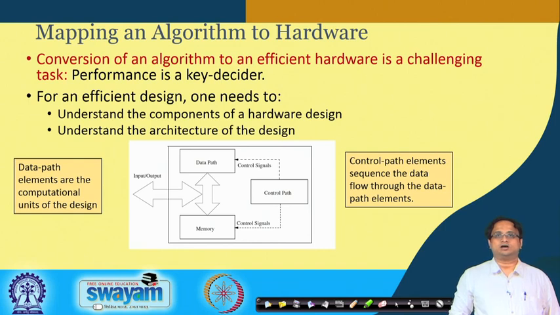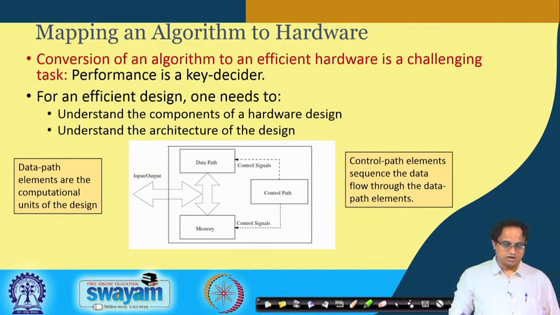To start with, when we map an algorithm to hardware, you understand that performance is the main reason why we do hardware design. That is definitely a primary goal of a design. For an efficient design, if you really want to understand how to efficiently implement an algorithm in the form of an architecture or hardware, you need to understand the components of the hardware. You need to understand what the basic blocks are which a hardware is made of.